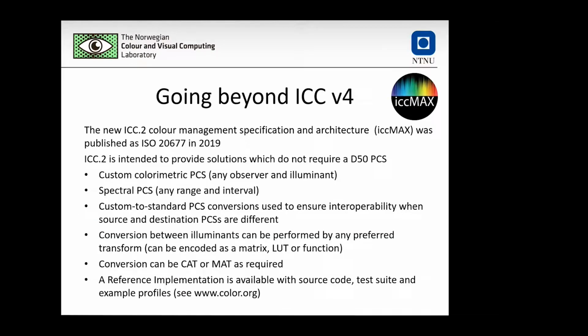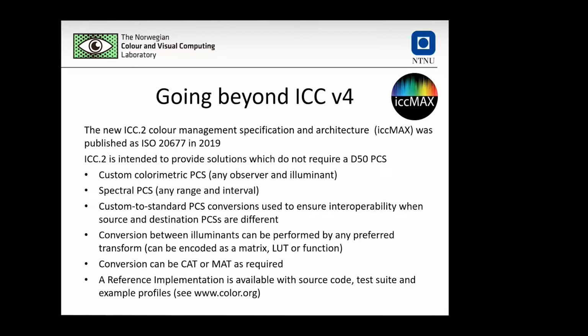So to wrap up, I've touched very briefly on IC.2, which we also call iccMAX. This has been around as an ISO public specification since 2019. And the main thing it's intended to do is to provide solutions where you don't want to use the D50 PCS. So you can have a custom colorimetric PCS with any observer and illuminant.